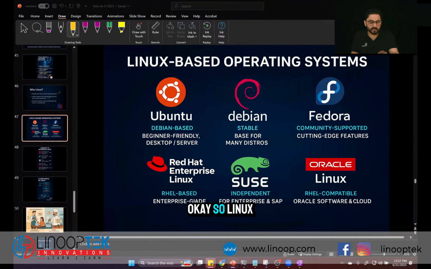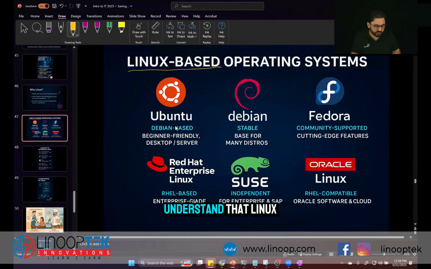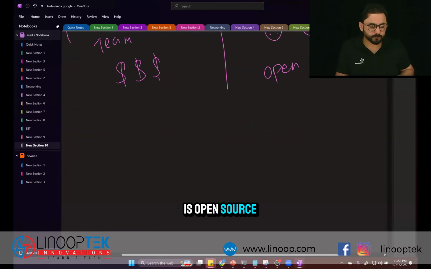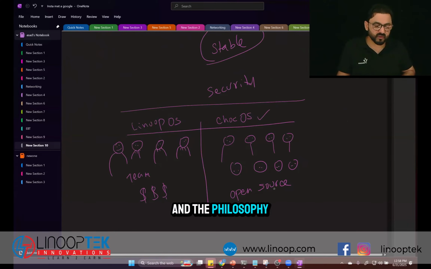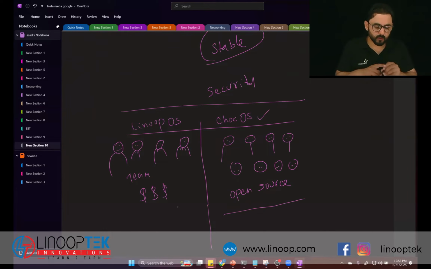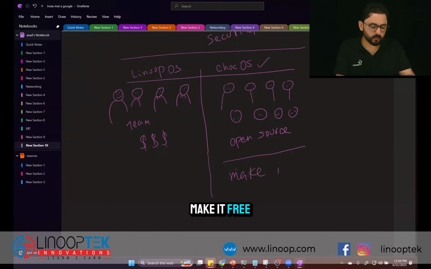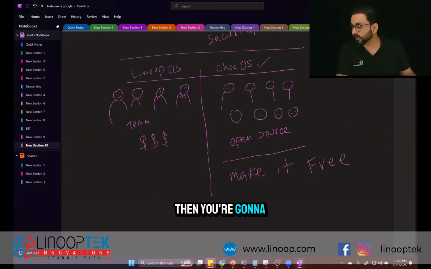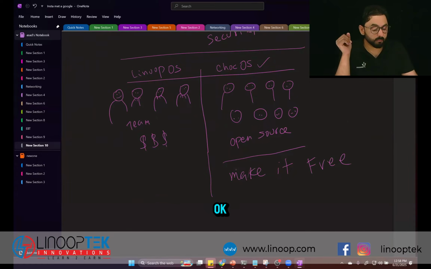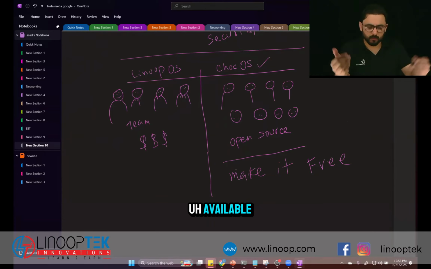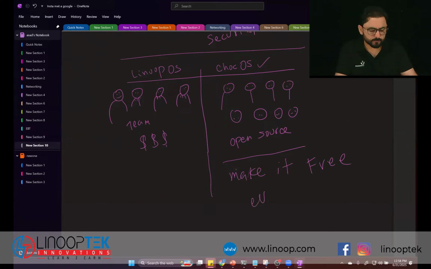Okay, so Linux based operating system. Understand one thing now that we understand that Linux is open source, right? The philosophy of open source is that you develop something and then you make it available for free to everybody. Make it free.